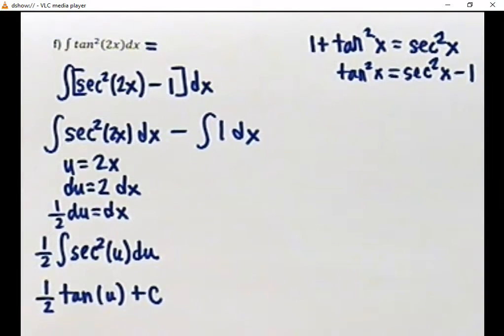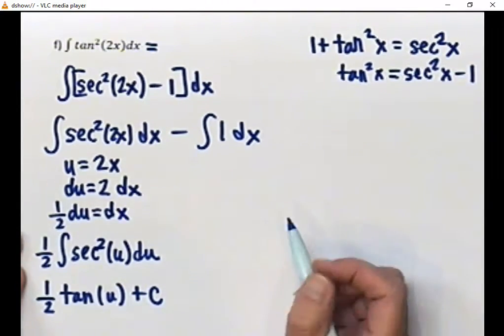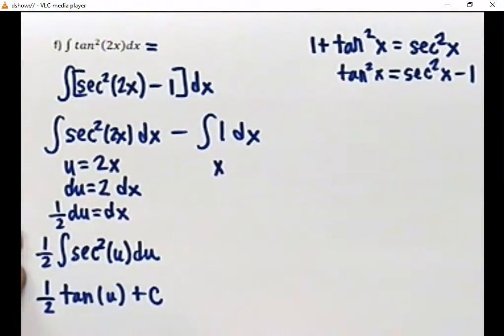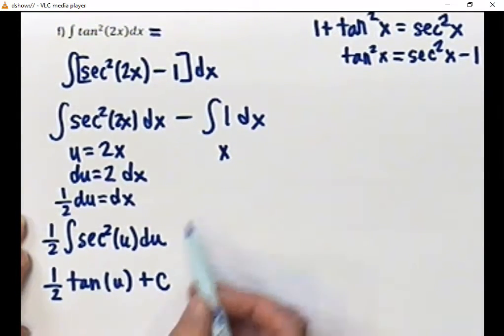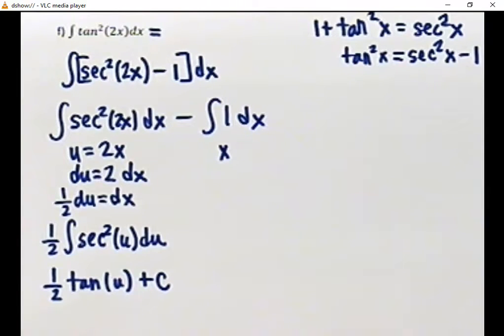What is the integral of 1? Let's see, what's the integral of 1? Yeah, so this one just becomes x, right? So can I just add 1/2 tan u and the x and then the c? Oh, wait a minute. Something seems off. What do I have to do?